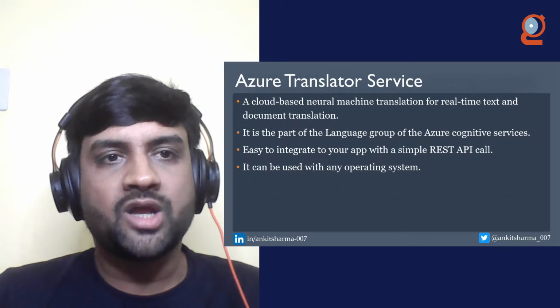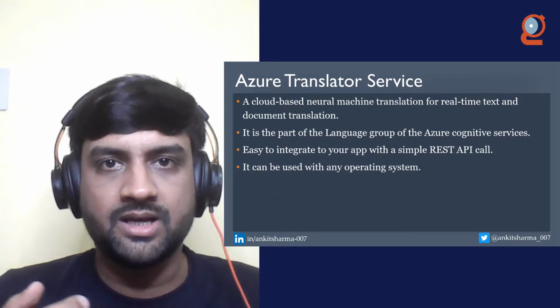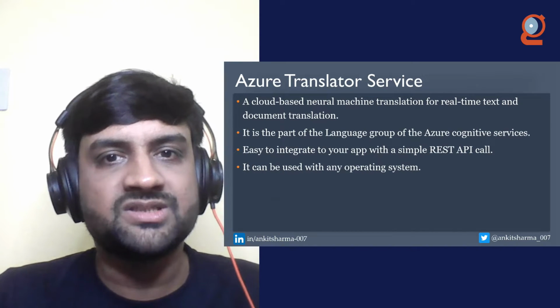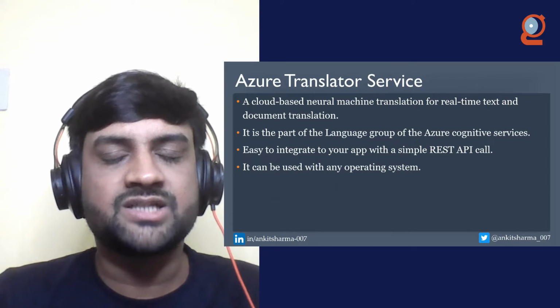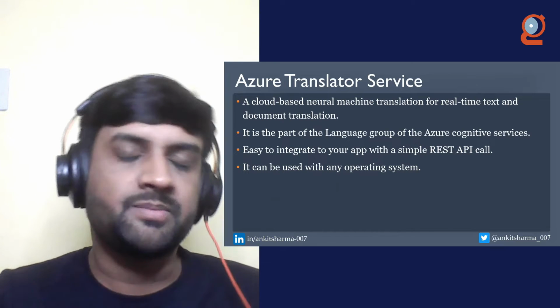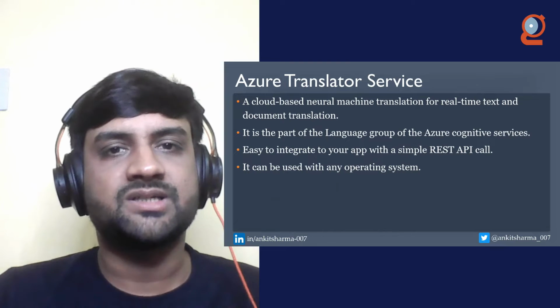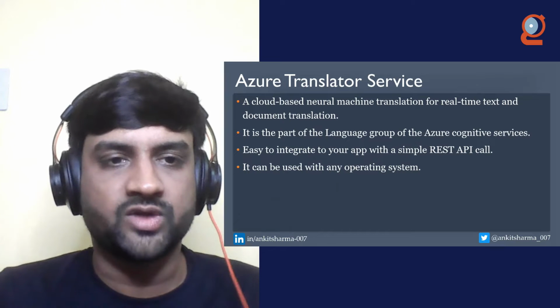So we are going to talk about Azure Translator Service, which we are going to use today for our demo. Azure Translator Service is a cloud-based neural machine translation, which allows us to do real-time text and document translation. It is a part of the language group of the Azure Cognitive Services. In the previous slide, we discussed there are 4 categories, and Azure Translator Service belongs to the language group out of those 4 categories.